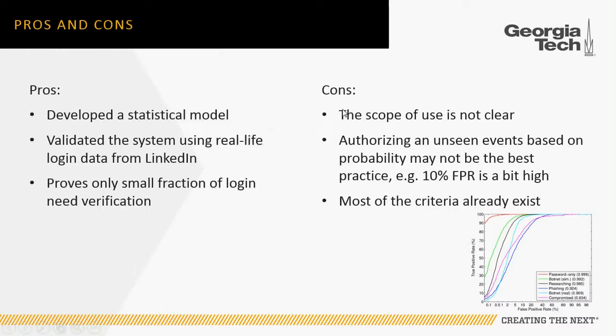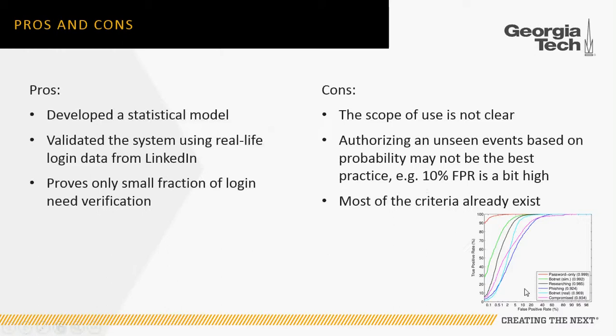The cons. The scope of use is not very clear in the paper. The author didn't discuss whether this is more suitable for the banking industry or social network or other industry, because different industries have different standards. Banking is probably the most strict, and authorizing an unseen event based on probability may not be the best practice for it, and the 10% FPR is a bit high in my opinion.